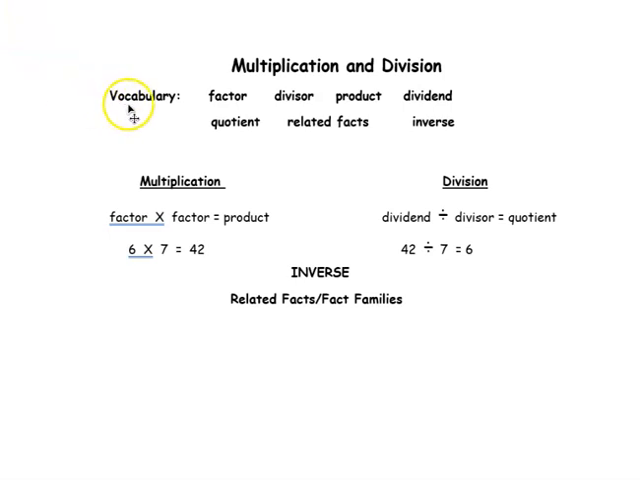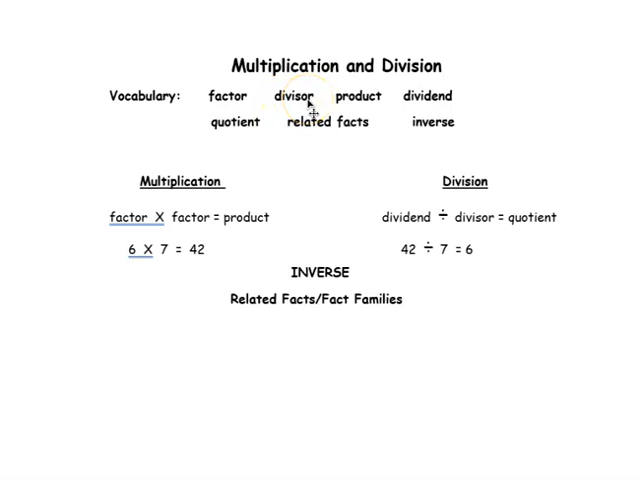So first, let's look at some vocabulary, some of the things we know for the words that we use when we're talking about multiplication and division. The word factor. Factor is used for multiplication. Remember, factor times factor equals product. Factor is one of your facts in a multiplication number sentence.